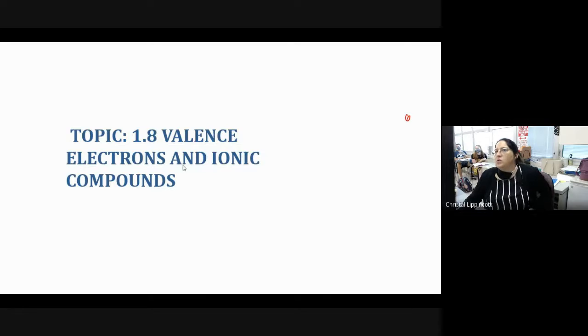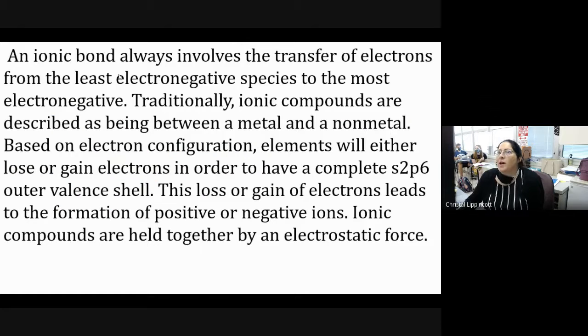Valence electrons, which is a little bit of what we were talking about from number 2 from the homework, and ionic compounds. So an ionic bond involves transfer of electrons. The least electronegative species is going to give electrons away.